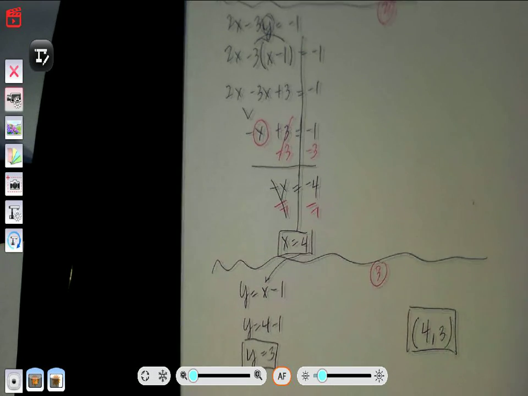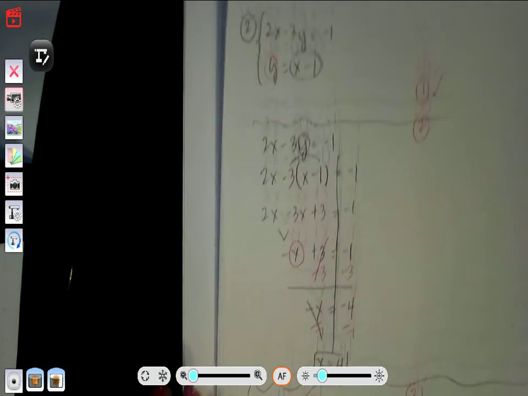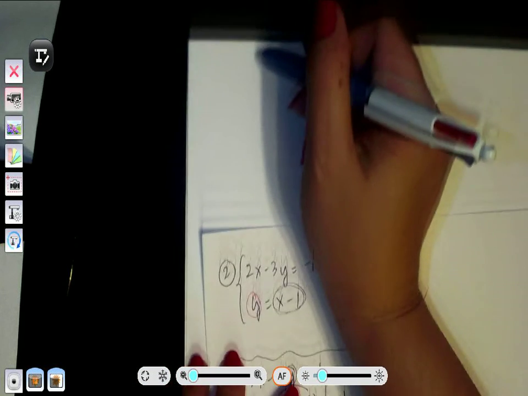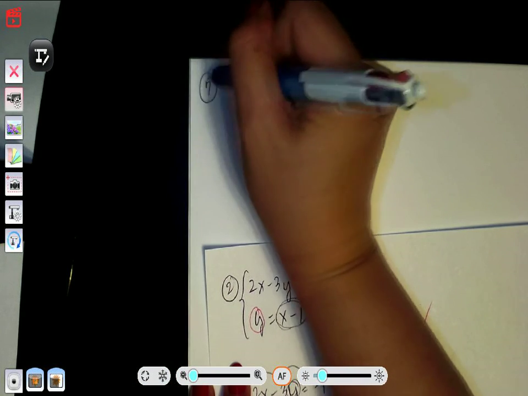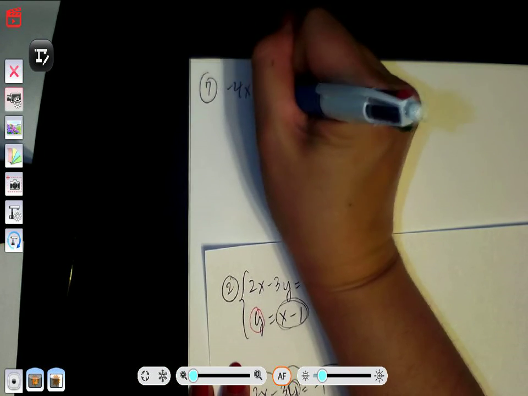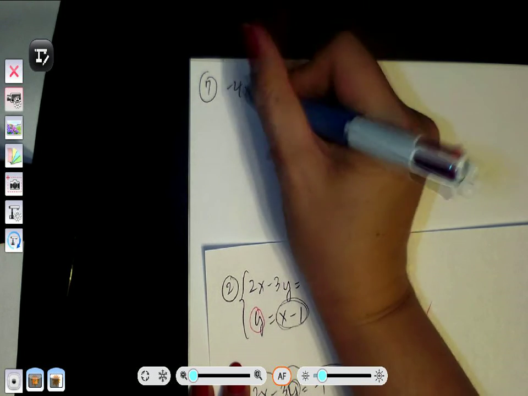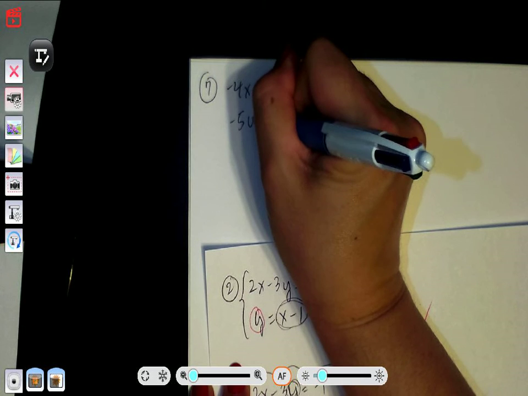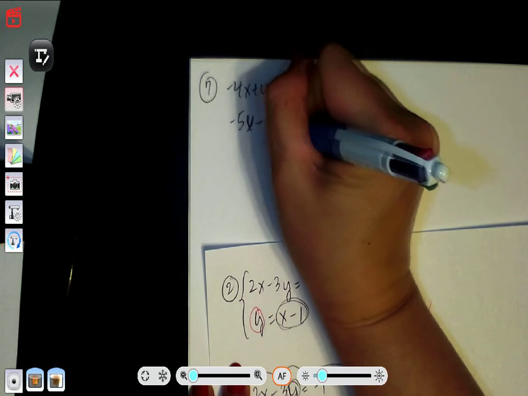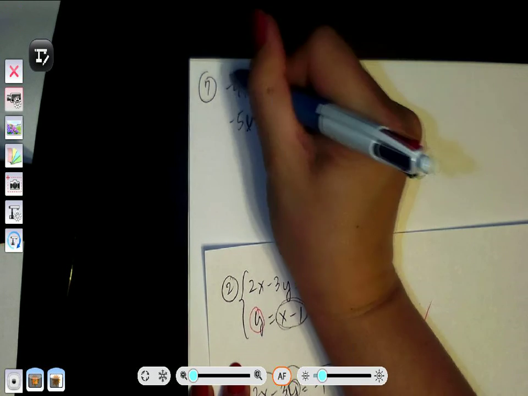Now, I'm actually not going to finish question number 7, but I'm going to get you started on it. Question number 7 is negative 4x plus y is equal to 6, and negative 5x minus y is equal to 21.